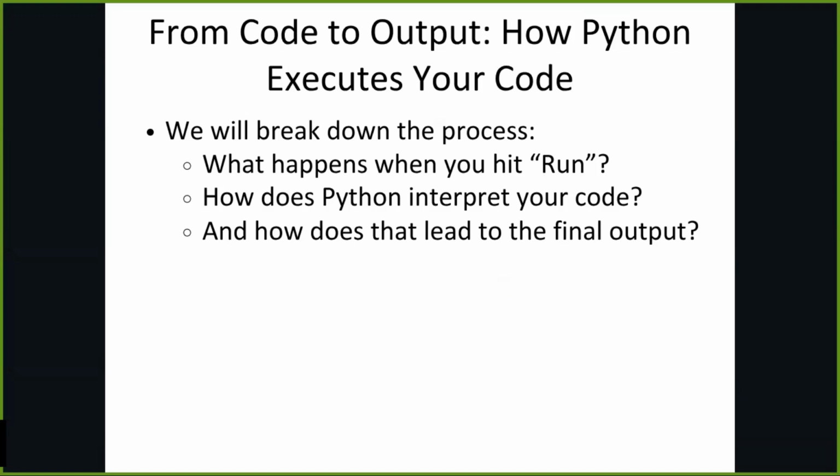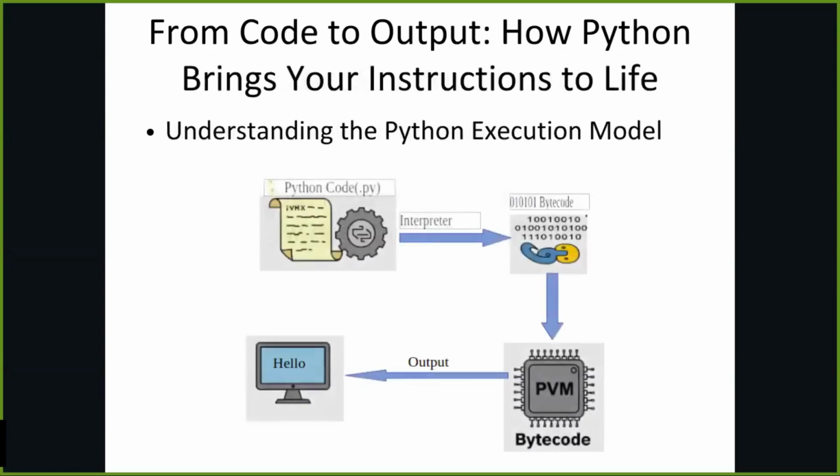understand. In this lesson, we will break down that process: what happens when you hit run, how does Python interpret your code, and how does that lead to the final output. By the end of this section, you will have a clear picture of what is happening from the moment you write a line of code to the moment you see the result. What actually happens when you run a Python program?